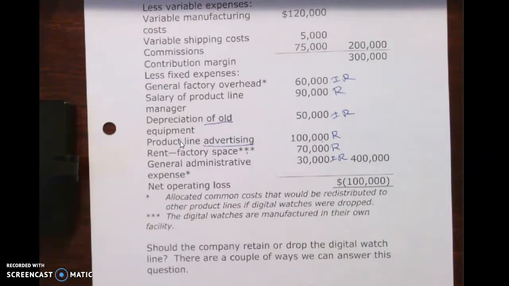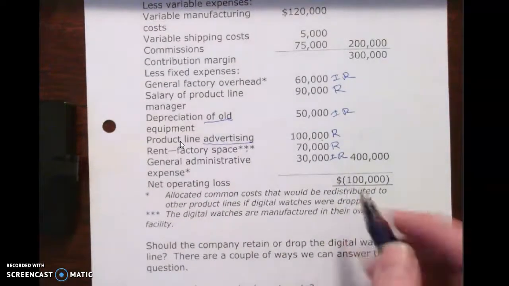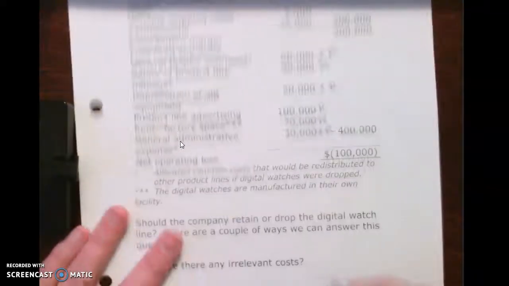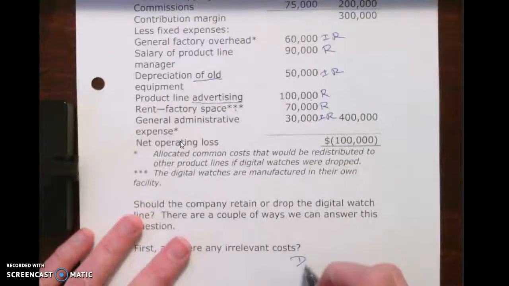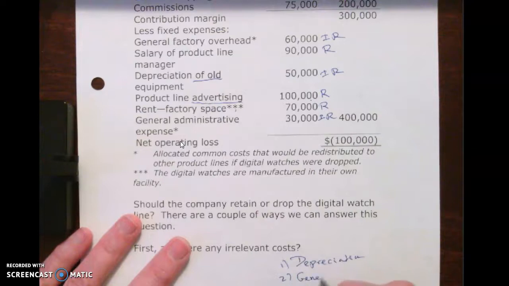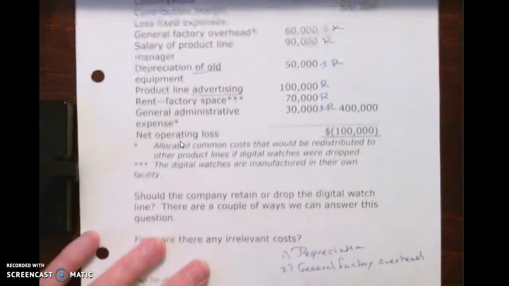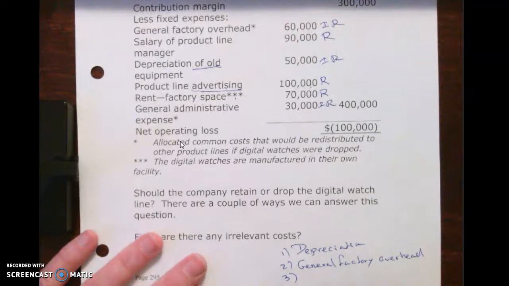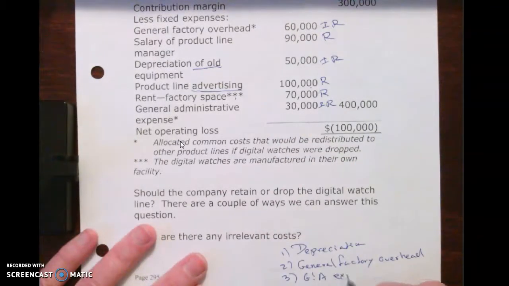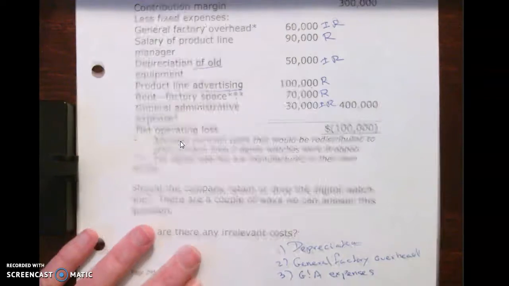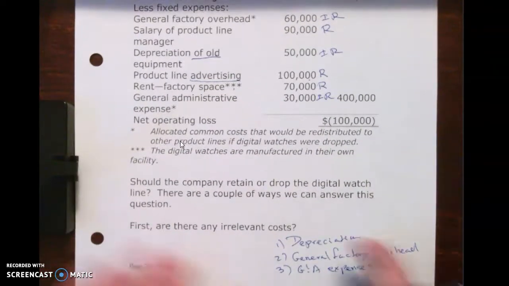So then we come over here and we say, should the company retain the line? Are there a couple of ways? First, are there any irrelevant costs? And let me write it down for you to summarize above. We had our depreciation, we had our general factory overhead, and then what we also had was our G&A expenses right over here. Those are the 3 that are going to be irrelevant.